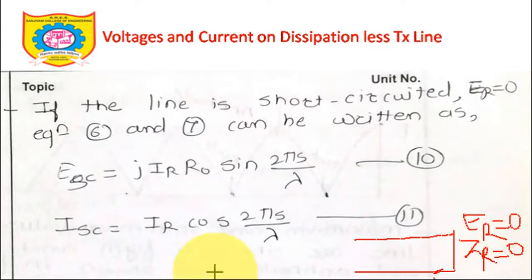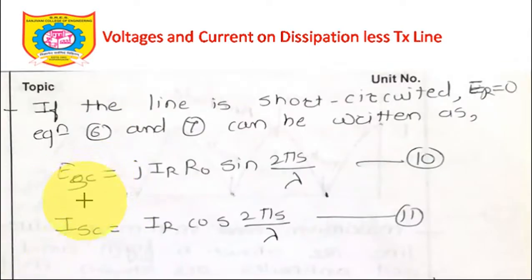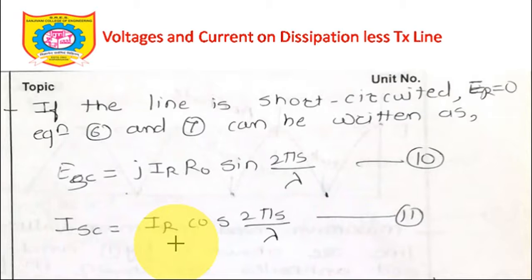So if I put Er equal to 0 in these two expressions, this term will only remain: Ir R0 sin 2 pi s by lambda. And if I put Er equal to 0 in the other expression, I am left with, for the current, I as Ir cos 2 pi s by lambda. The SC suffix indicates short circuit voltage and short circuit current. So Esc is equal to j Ir R0 sin 2 pi s by lambda, and Isc is equal to Ir cos 2 pi s by lambda. So these are the expressions for voltage and current for a dissipationless line.